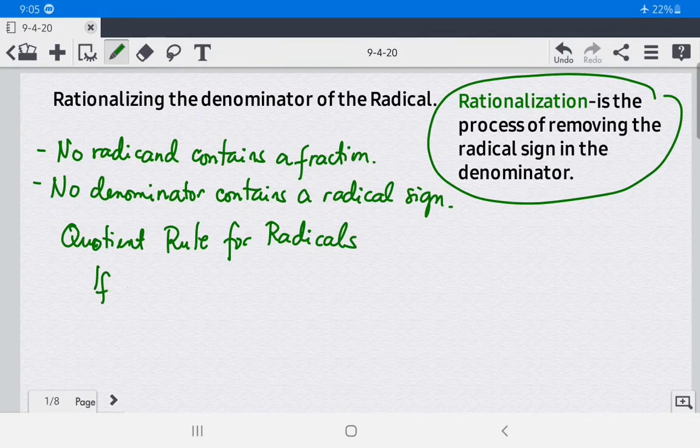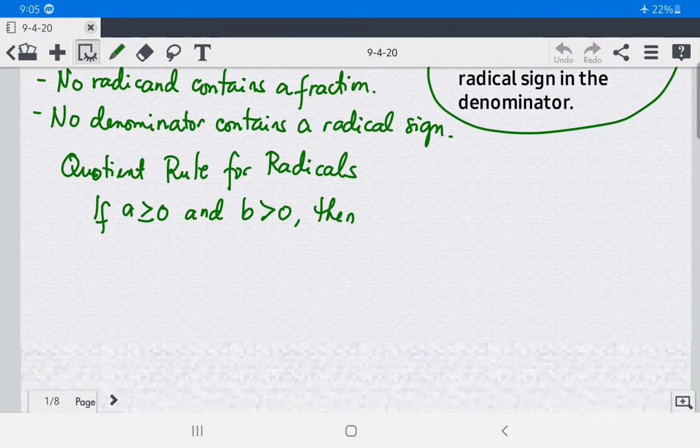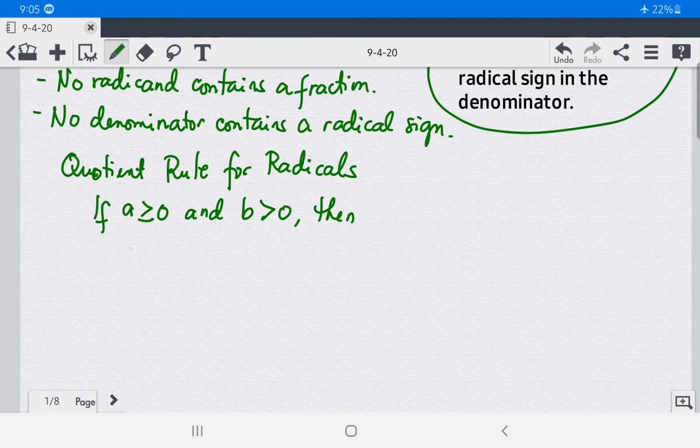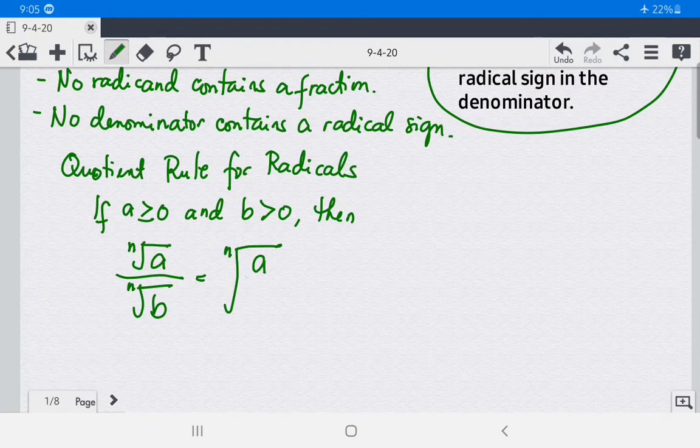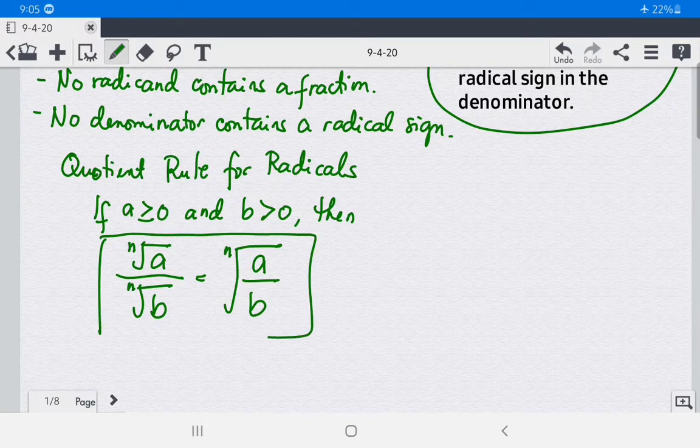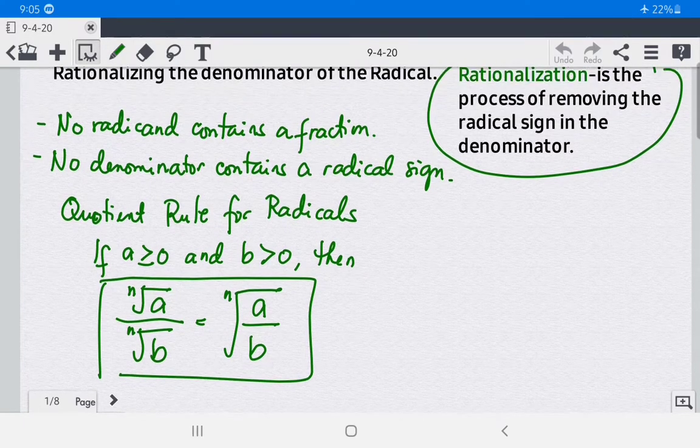wherein if a is greater than or equal to 0 and b is greater than 0, then the nth root of a over the nth root of b is equal to the nth root of a over b, or vice versa. So this is the quotient rule for radicals.